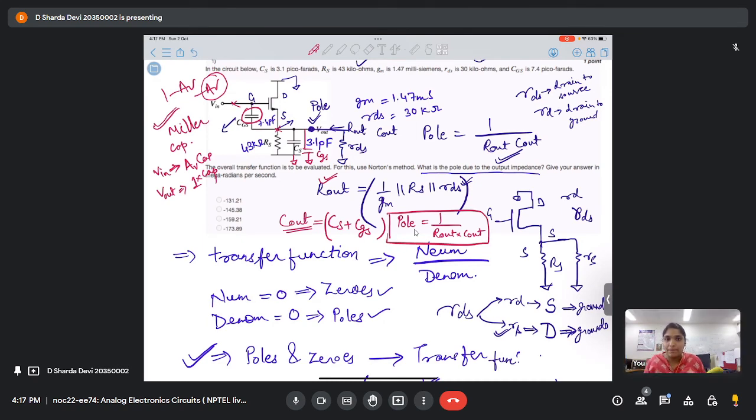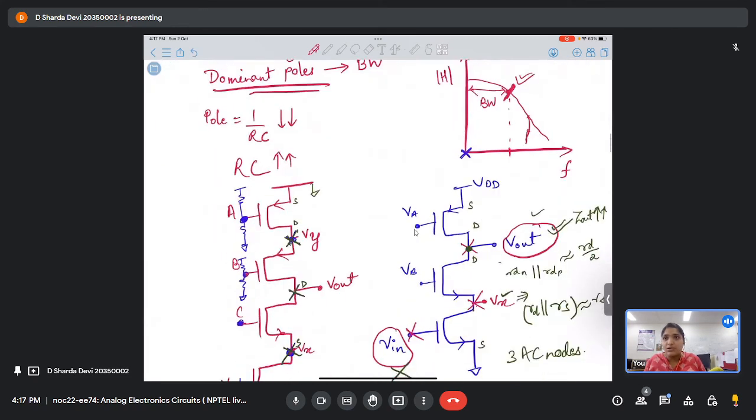Is this clear to everyone? So I hope this is clear. The answer that you will get, you can try and solve it, is minus 145.38. So simply substitute the values. GM is given, RD, RS, everything is given to you. Just substitute the values and solve. I'm moving on to the next question.